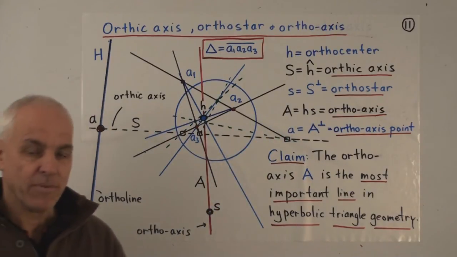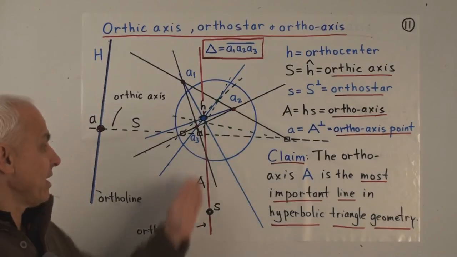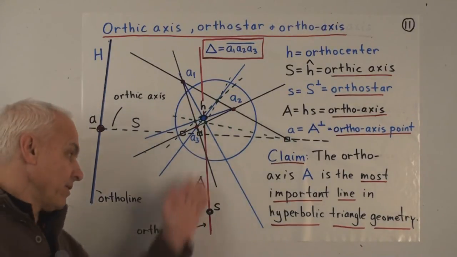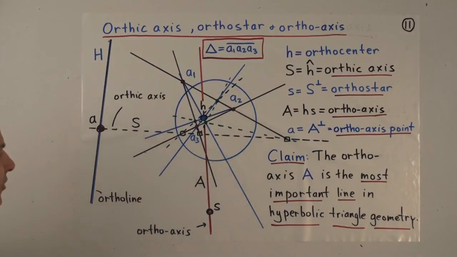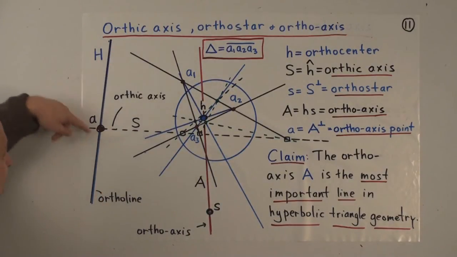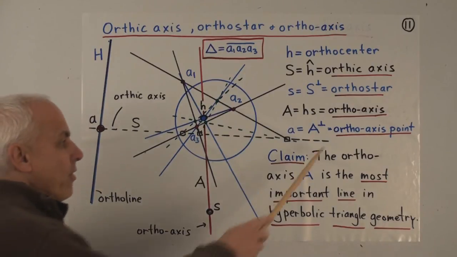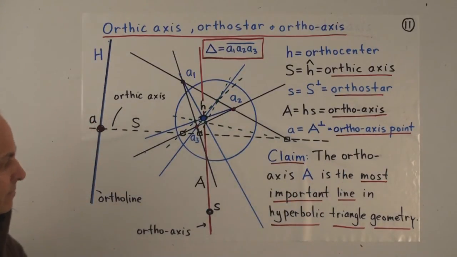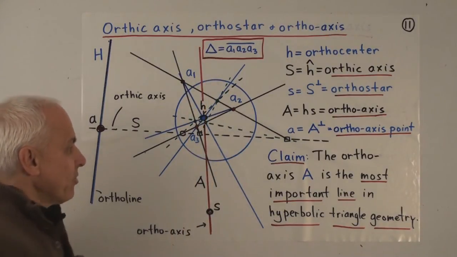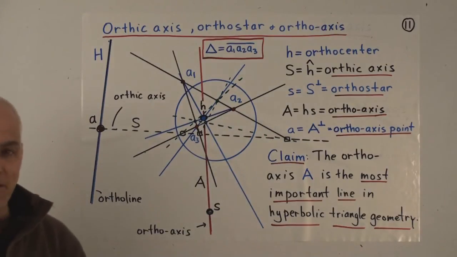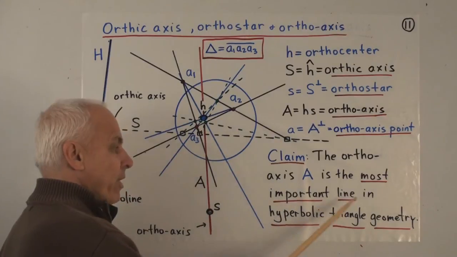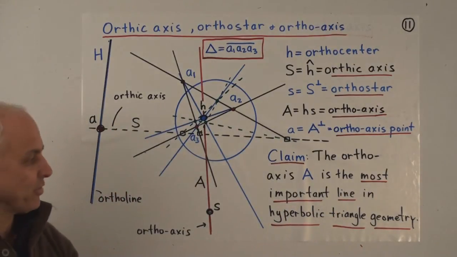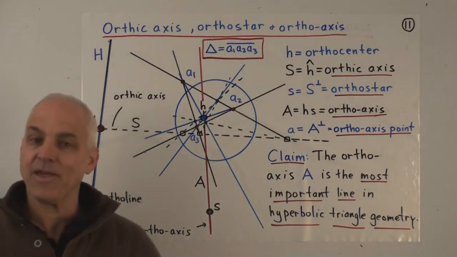And in my Geometer's Sketchpad pictures, this line will typically be orange, but here it's red. And its dual point, also of interest, will lie on the ortho line. We'll call it little a. Call that the ortho-axis point. This ortho-axis A is going to be very important for us. I claim that the ortho-axis A is the most important line in hyperbolic triangle geometry. We're going to see a lot of evidence for that as we carry on.